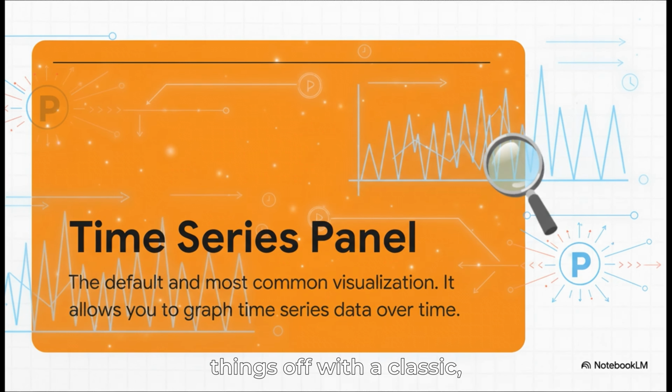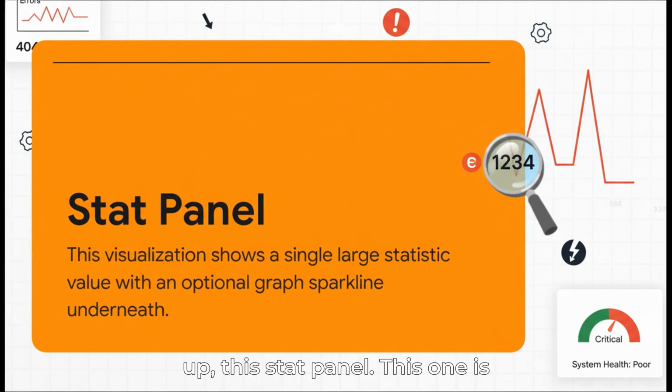We'll kick things off with a classic, the time series panel. This is your absolute go-to for plotting values over time. We'll just hook it up to Prometheus, write a quick little query to graph request latency, and boom, it's perfect for spotting trends.